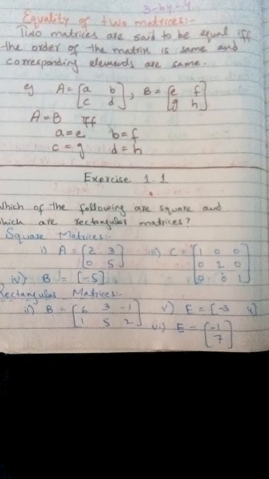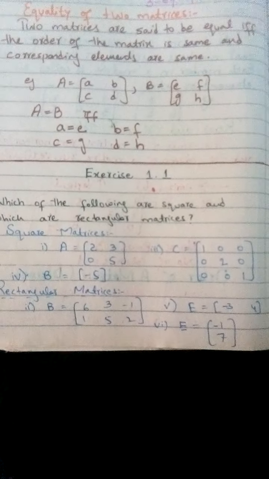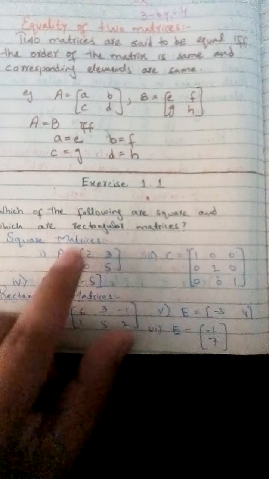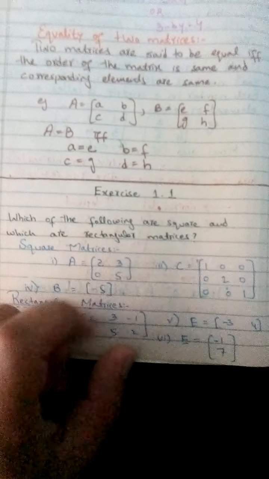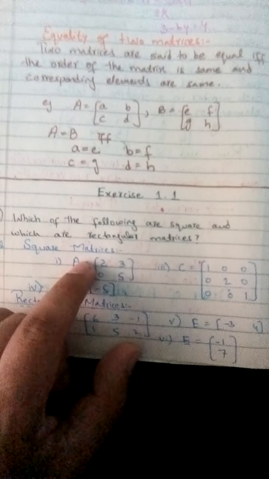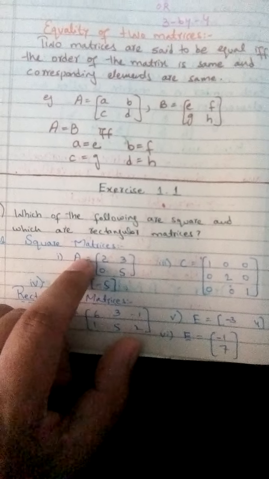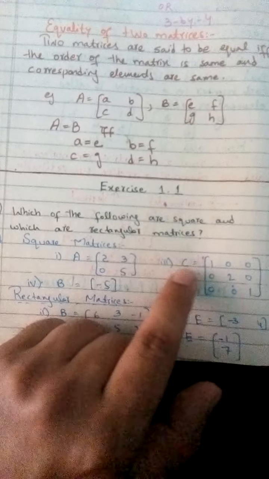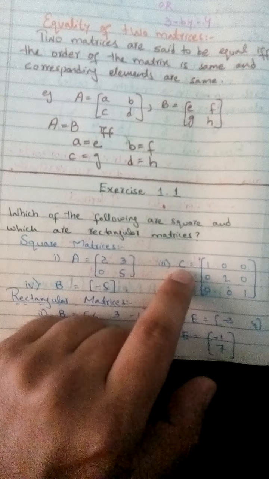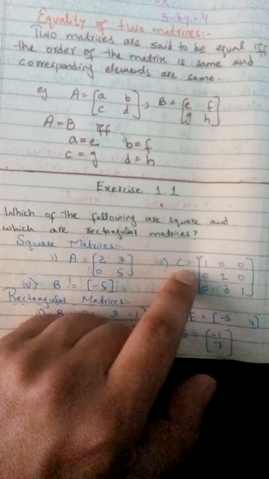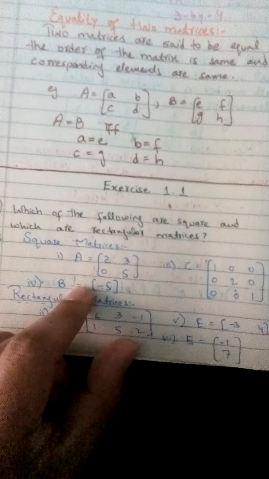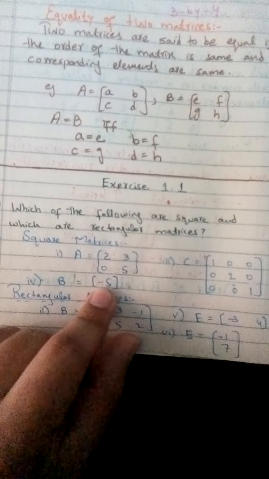So if you see here, the first matrix A has 2 rows and 2 columns. The number of rows and number of columns is the same, so this is a square matrix. If you see matrix C, the number of rows is 3 and the number of columns is also 3, so it's also a square matrix. If you see this matrix B, it has only one element.